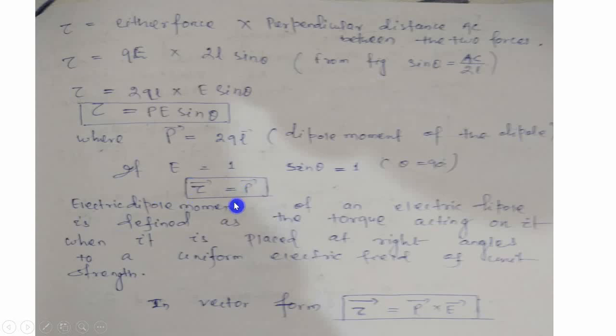So the electric dipole moment of an electric dipole is also defined as the torque acting on it when it is placed at right angles to a uniform electric field. The torque is maximum when it is placed perpendicular, and if it is placed parallel the torque is 0, because sin 0 is 0. So the torque will be maximum when it is placed at right angles, and in vector form we can write tau equals p cross E.